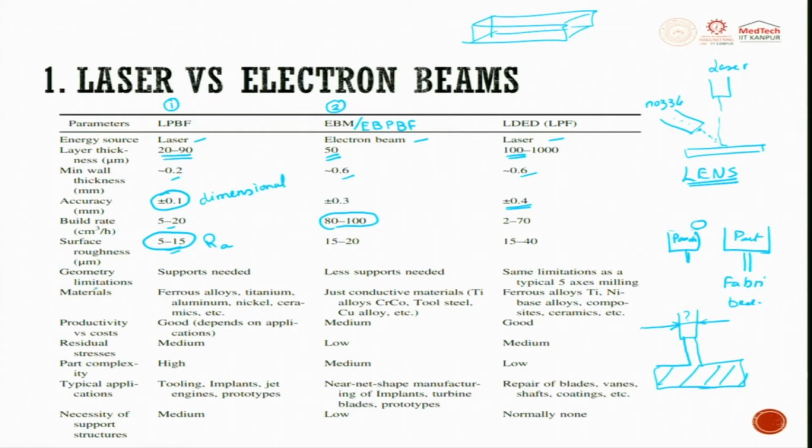Okay. So, the geometric limitation, here supports are needed. Here less support is needed. Here, for laser directed energy deposition, the limitation is the same as a typical 5-axis milling machine has. In a 5-axis machine, you have all freedoms to do it.